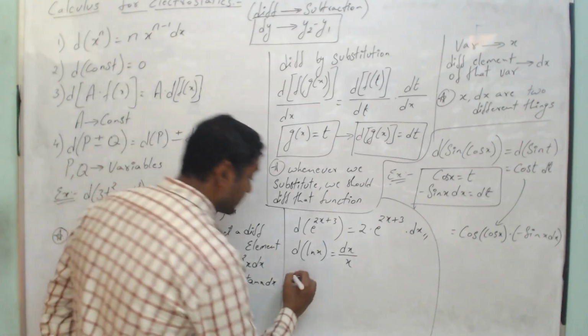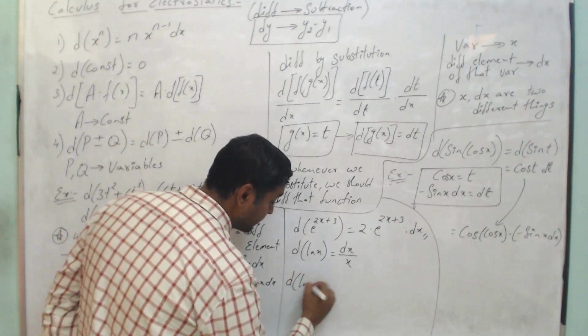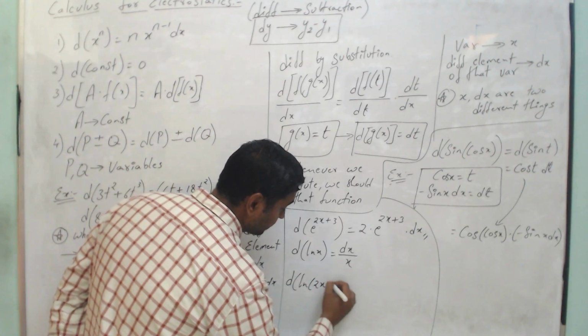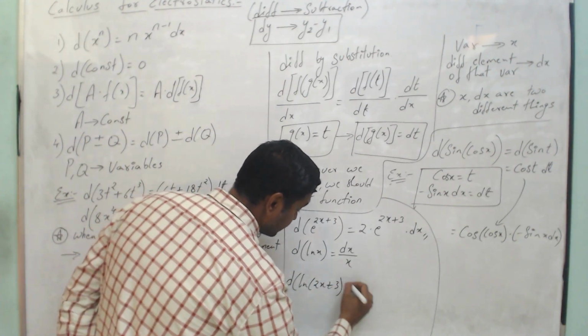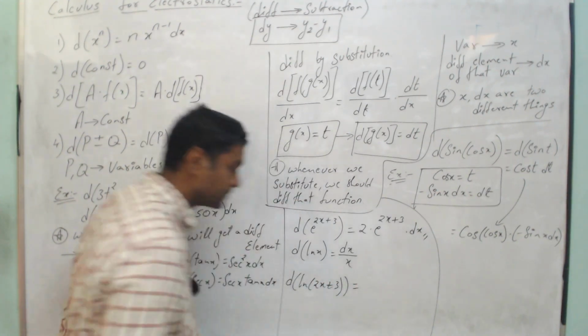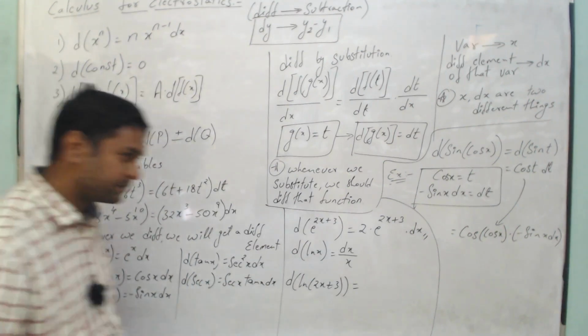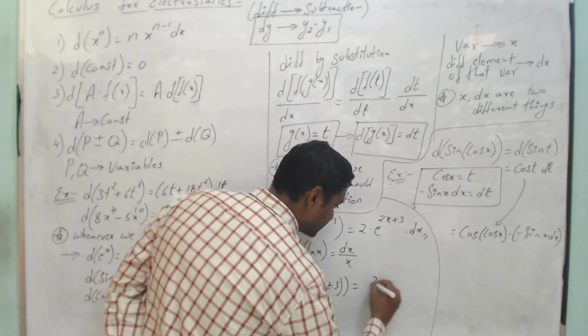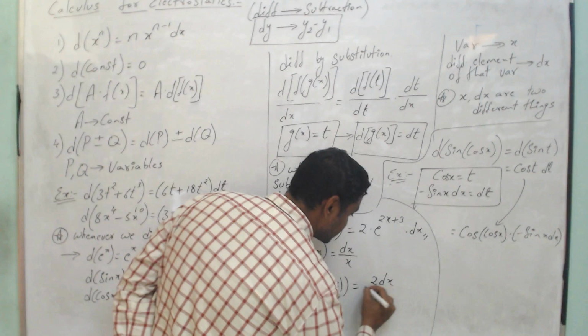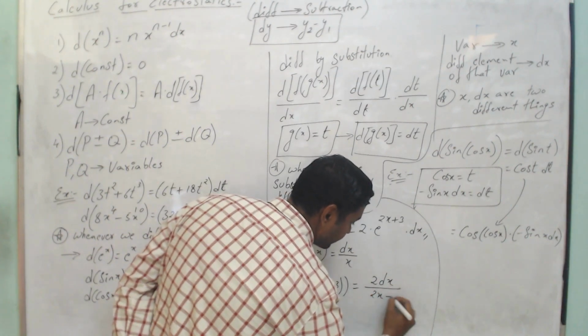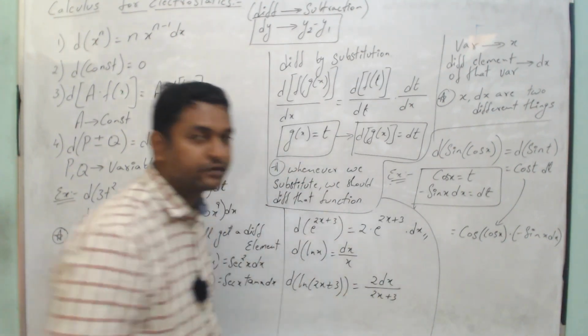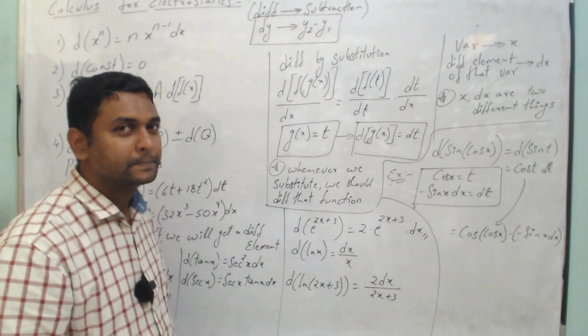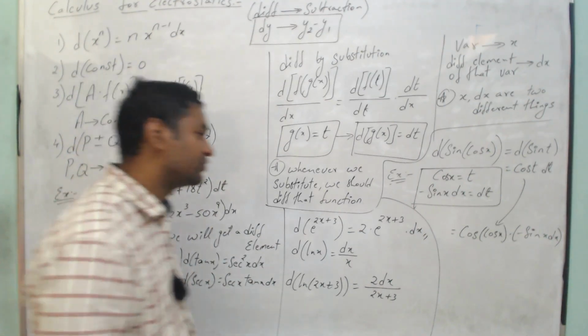Now suppose I have the differential of ln of 2x plus 3. What will I get as the answer? 1 by 2x plus 3 into 2, into dx also. So can I write it as 2 dx by 2x plus 3? Or will the 2 be in the denominator? No, sir. Good.